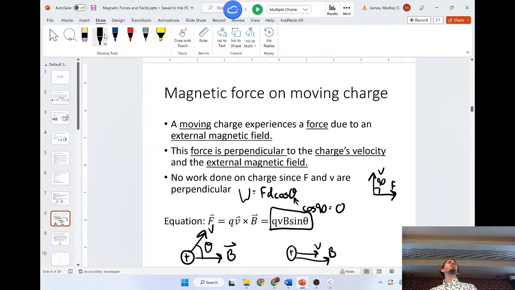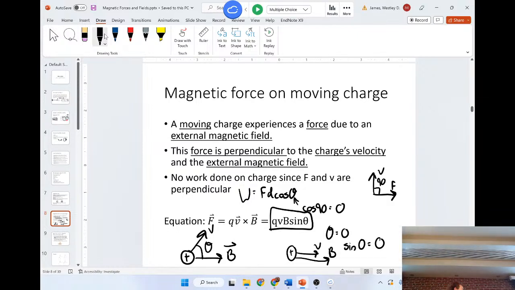So first question, what's the angle between them? It is 0. Theta is 0 here. What is sine of 0? It is 0. So this is an interesting result. When they're parallel, if a charge is moving the same direction a magnetic field is, the force will be 0. If they're perpendicular, the force will be maximum.